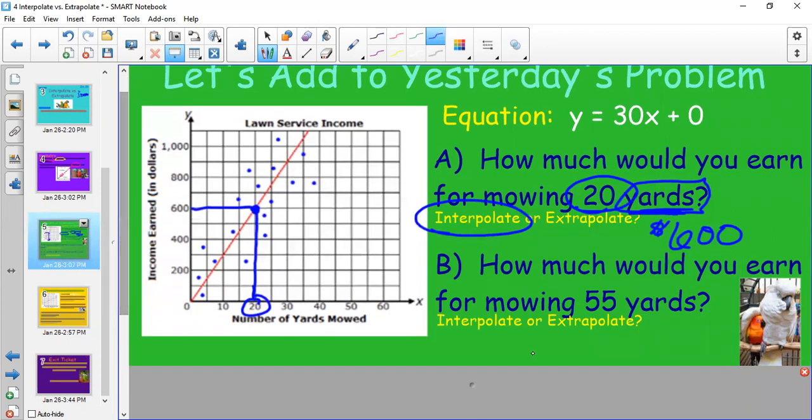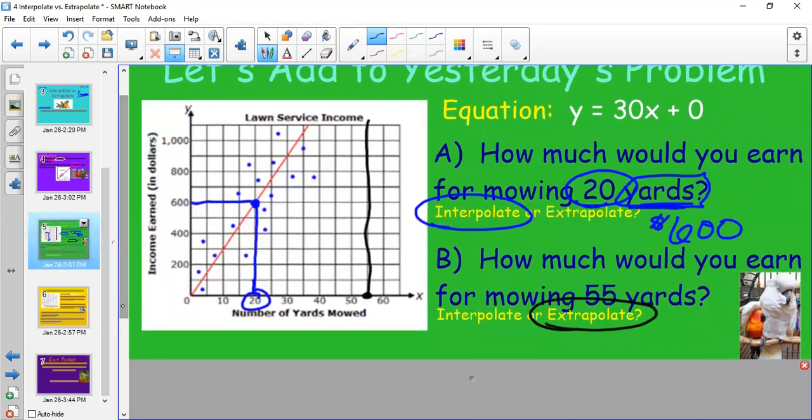Okay, we're going to do 55 yards. I'm going to look for 55. 55 yards is right there. I'm going to go up until I hit my line. That is off our graph. That is extrapolation. If we are extrapolating, we cannot use our graph. We have to use our equation.